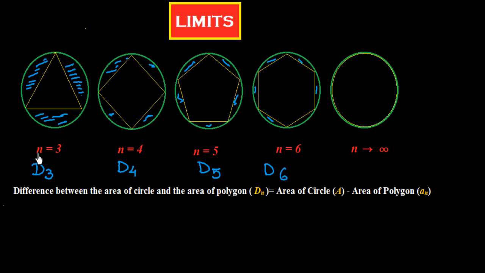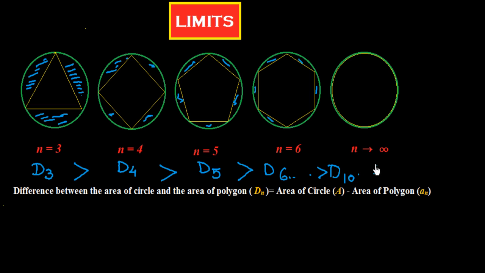If n is equal to 3, an equilateral triangle inscribed in a circle, then d3 is greater than d4, the square inscribed in a circle. You see the difference between the circle and the square is smaller than the difference between the equilateral triangle and the circle. If we take d5, it is also smaller than d4. d6 is smaller than d5. In this way, if we take d10, it is smaller than this.